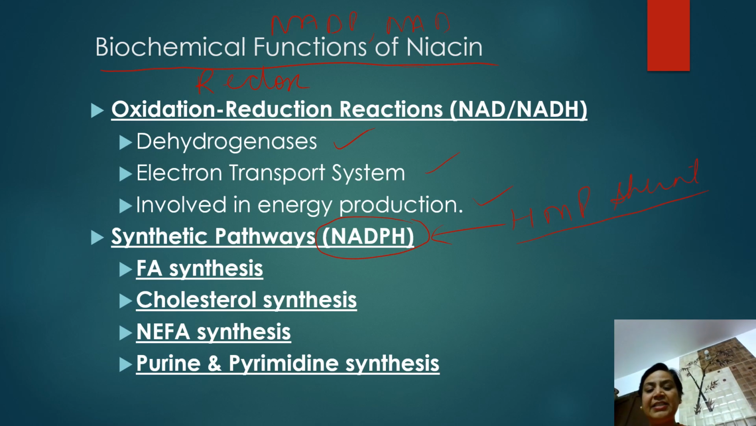And NADPH is required for the metabolism of fats. Fatty acid synthesis takes place, there is biosynthesis of cholesterol, non-esterified fatty acid synthesis, and purine and pyrimidine synthesis also takes place by NADPH. And NAD is required for different dehydrogenation reactions in the electron transport chain and is involved in energy production, as you saw in the conversion of pyruvic acid to acetyl coenzyme A.